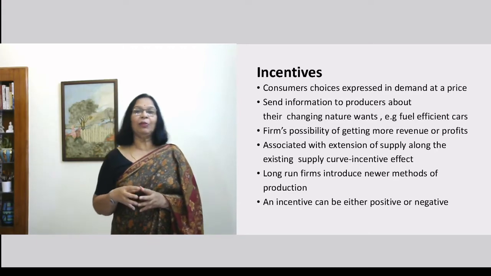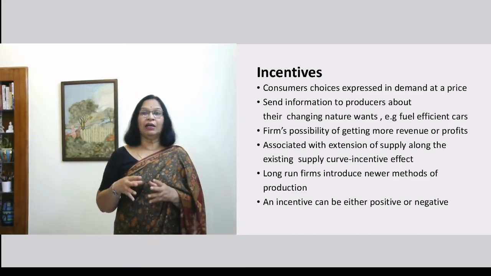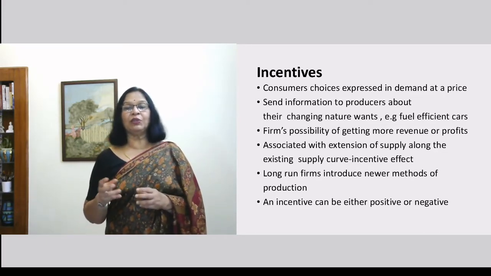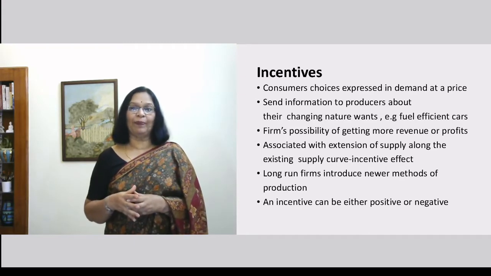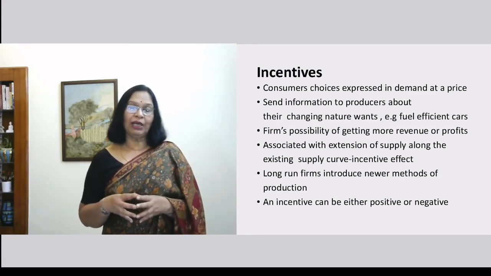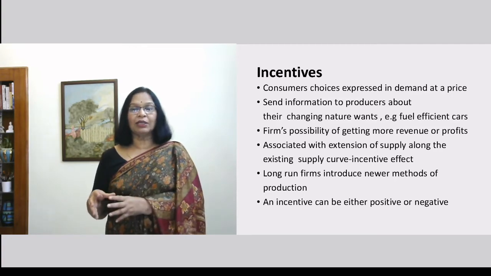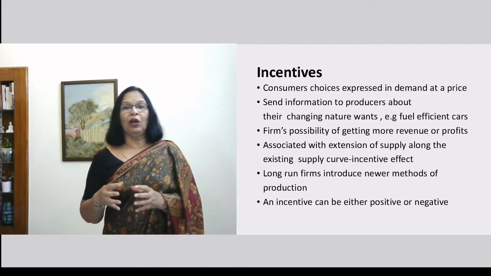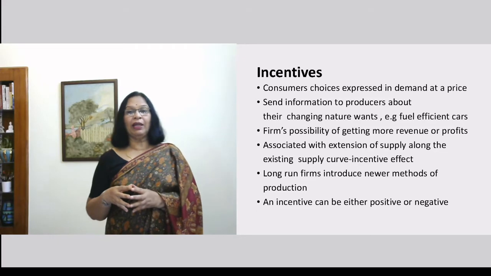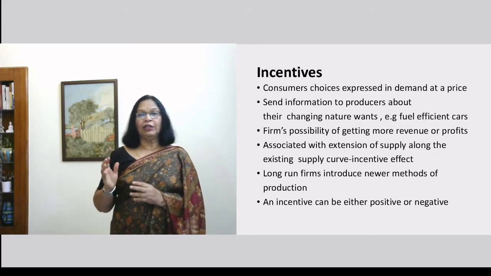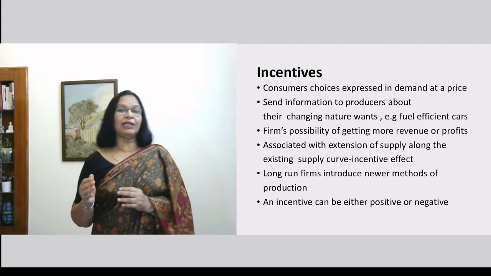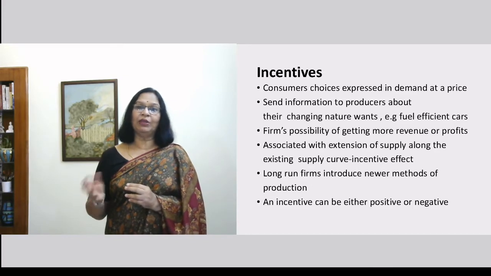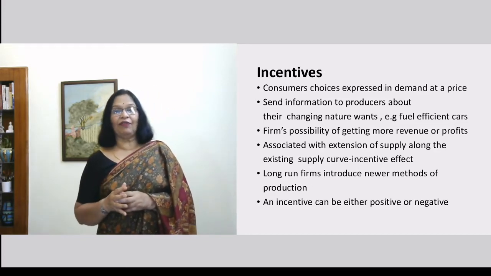You will find that in a free market economy, much of the production that takes place happens when the consumers are indicating preferences for certain kinds of goods, and the producers produce those kinds of goods for them. The firm does it because the firm knows that when consumers are asking for a particular good, the chances of making profits are more in that particular sector. Now, associated with this is the extension of supply along the existing supply curve. So the supply curve will move to the right, which indicates that there will be more production because of the change that is expected from the consumer. This is called the incentive effect.